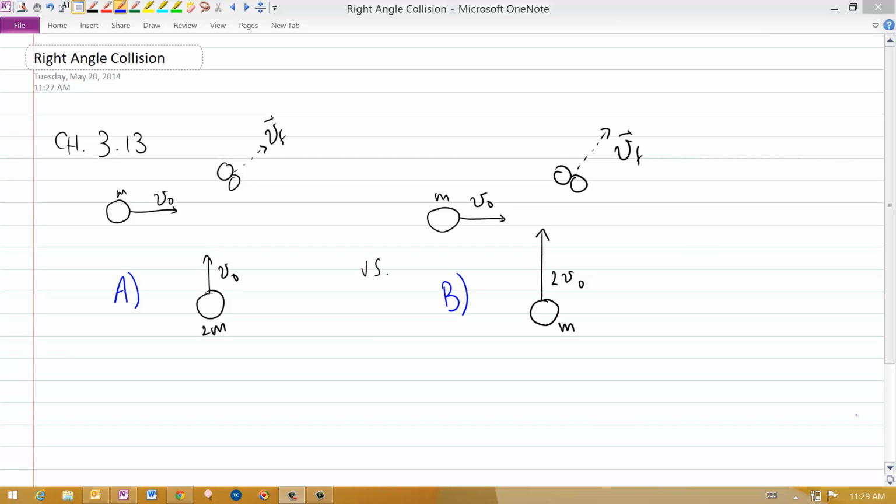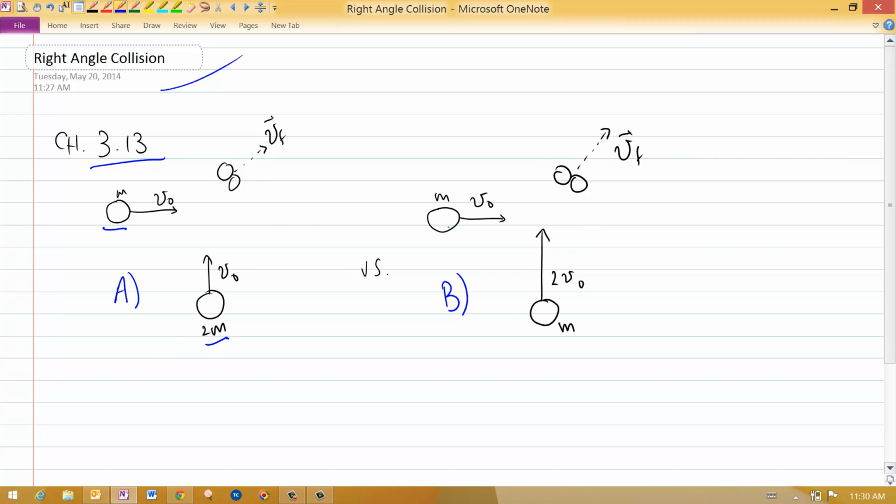Today I want to talk about Section 13 of Chapter 3. The problem I have in mind is this right angle traffic collision. We've got two situations here, Situation A and Situation B. I've got a car going at the speed limit V0, and I've got a truck going at the speed limit V0. They collide at an intersection, stick together, making an inelastic collision, and then they slide off in some direction V final. So that is Situation A.